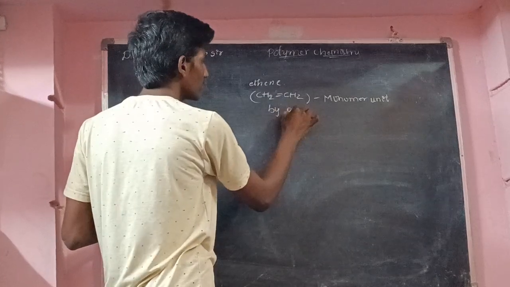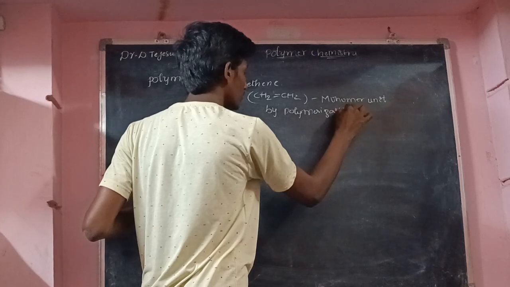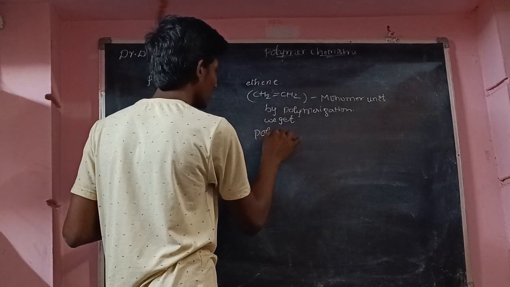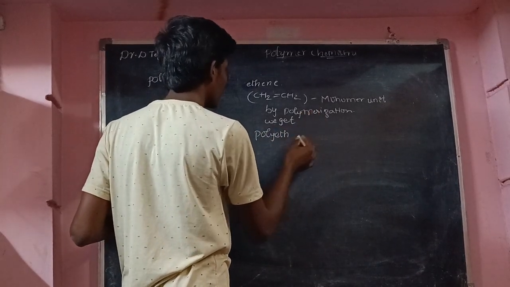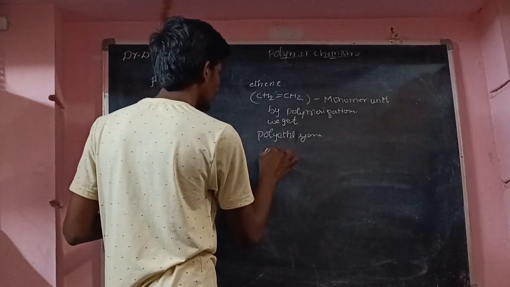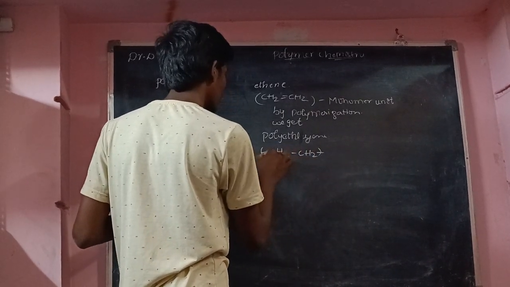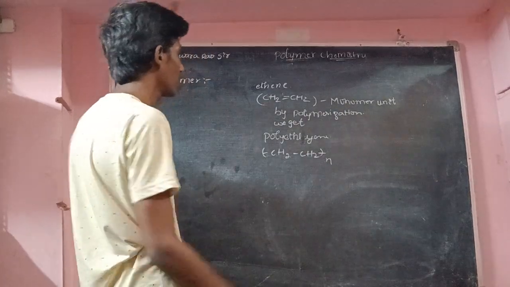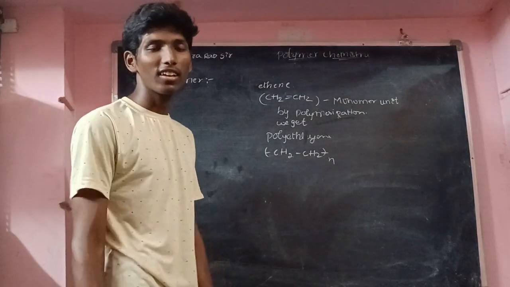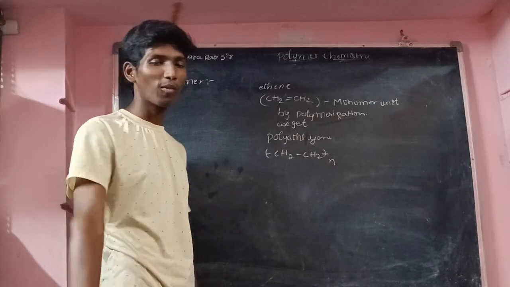By polymerization, we get polyethylene, not ethylene: CH2 single bond CH2 and repetitive units. Polymerization is the process of making a polymer from the respective monomer units.